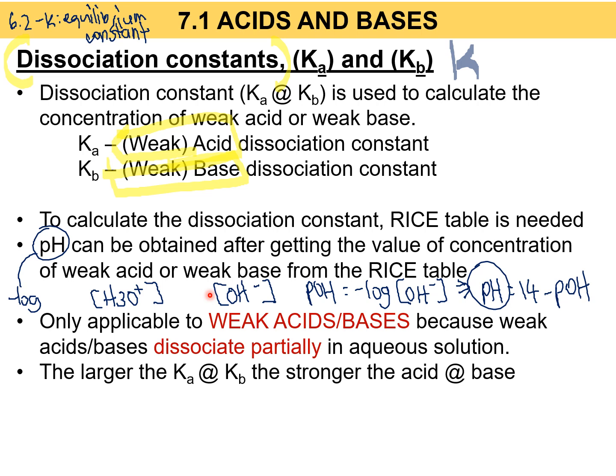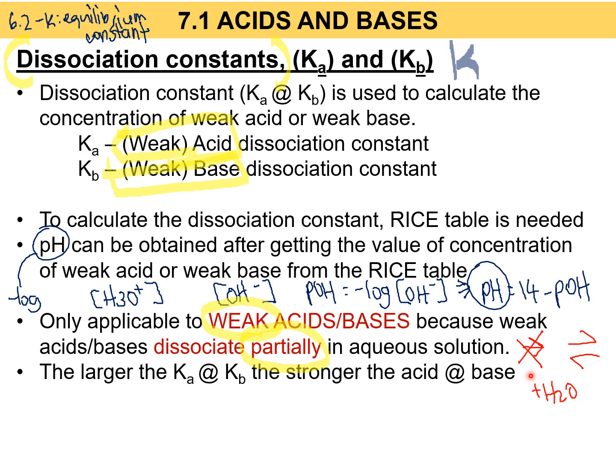Okay, and then kenapa dia special untuk weak acid dengan weak base? Because weak, asal ada keyword weak kat depan ni, weak acid ke weak base ke, mereka akan dissociate secara partial. Okay, dissociate partially. So kalau diorang dissociate partially, diorang dah tak gunalah arrow sehala. They don't use this arrow. Makanya mereka akan use this reversible arrow. And also, bila diorang dissociate partially, they need pertolongan H2O untuk mereka dissociate.